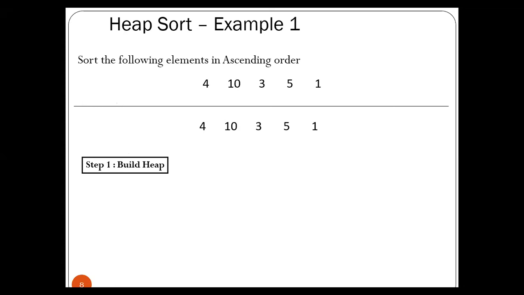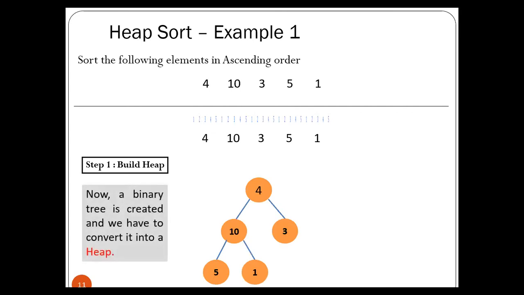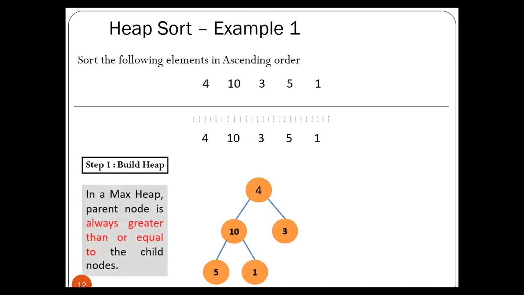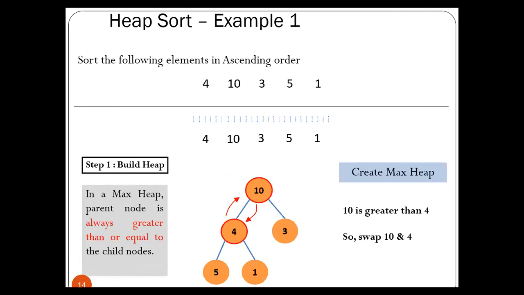First of all, we have to build the heap. See, first 4 will be there, then 10, then 3, then 5, then 1. This is how the array is being converted into a binary tree. From that, we have to convert it into a heap. In a max heap, we have to check whether the parent node is greater than or equal to its children. So see how it is done. 10 is greater than 4, so 10 will replace 4 and 4 will come down. So swap 10 and 4.